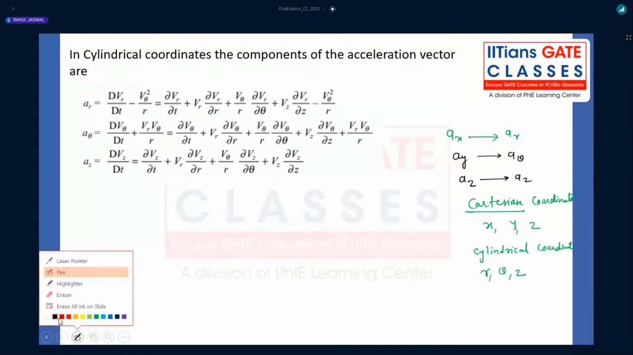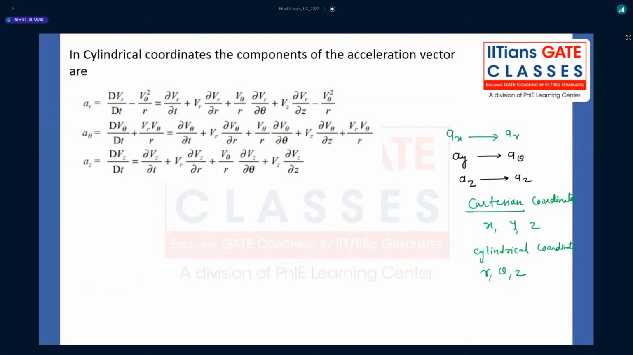Now, try understanding what I'm saying. In the cylindrical coordinate system, what will be the acceleration in the radial direction? It is the total change with respect to time of the velocity component in the radial direction, minus v theta square divided by r, something like this. You only have to remember ar. No need to remember a theta and az. For the GATE examination, ar will be more than sufficient. If a question comes on the cylindrical coordinate system, just remember this ar formula, right?